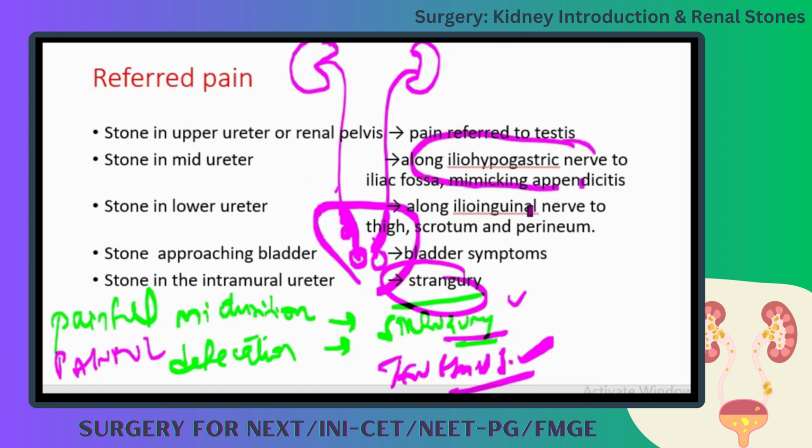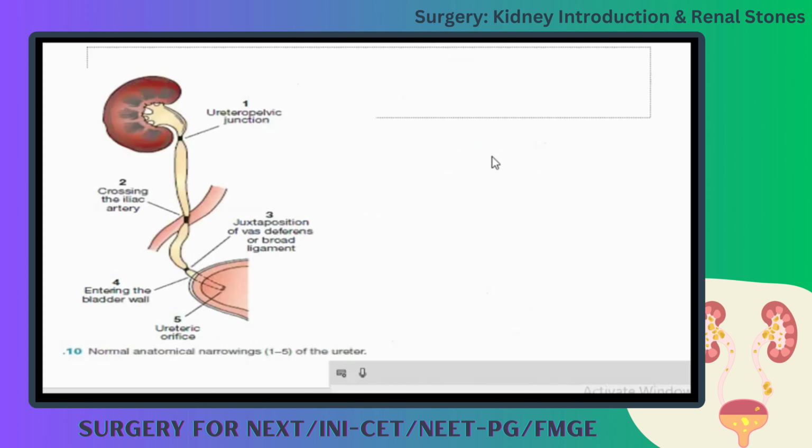They are never asked in our FMGE, but if you want to go a little further, in the mid-ureter, the nerve name also they are asking. It is the iliohypogastric nerve, mid-ureter. In the lower, if it is the thigh, perineum, the nerve is the ilioinguinal nerve. Okay, these two things are a little extra point. So this is just a diagrammatic representation.